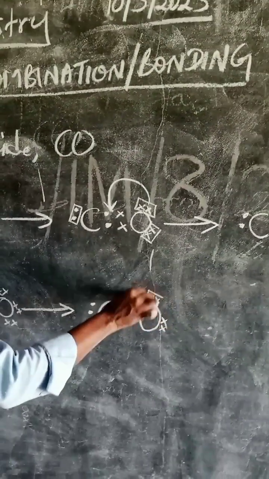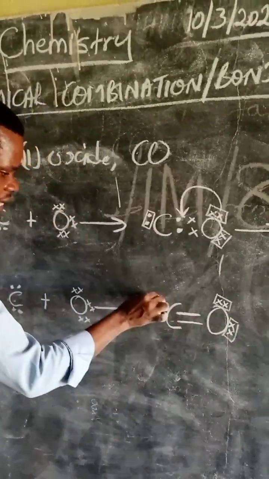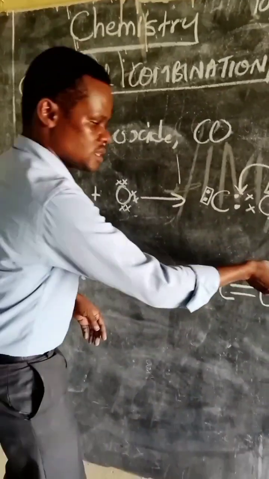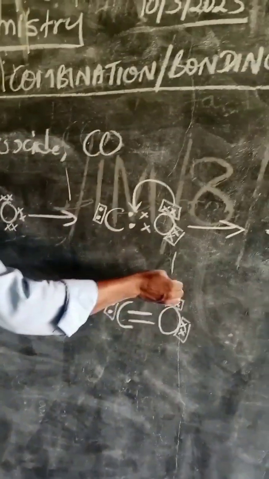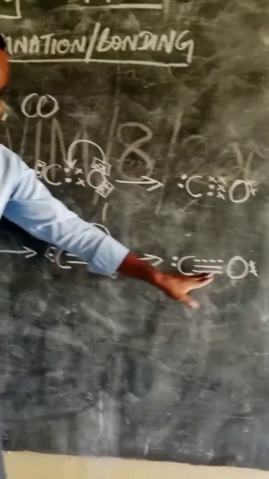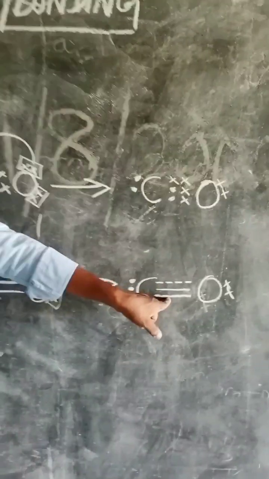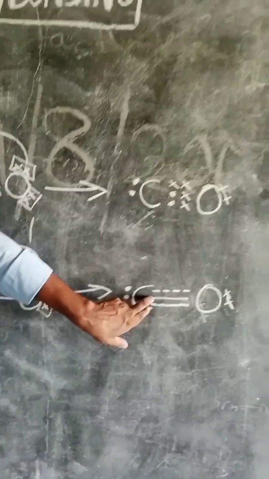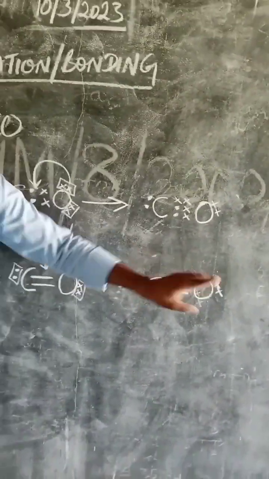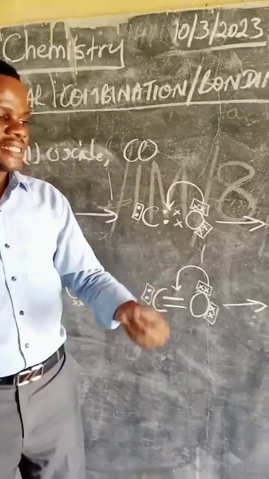Look at this. This is a lone pair of electrons. This is a lone pair of electrons. And this is also a lone pair of electrons. This oxygen is giving out its lone pair of electrons to this bonding. You look at this. This is not a triple covalent bonding. What I have here is a double covalent bonding and a coordinate bonding. If you don't want to call it coordinate bonding, you can call it dative bond.